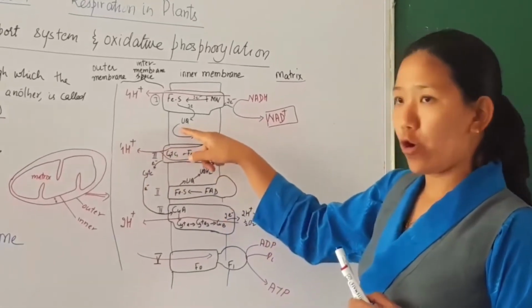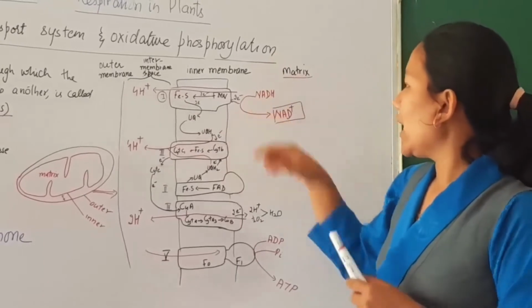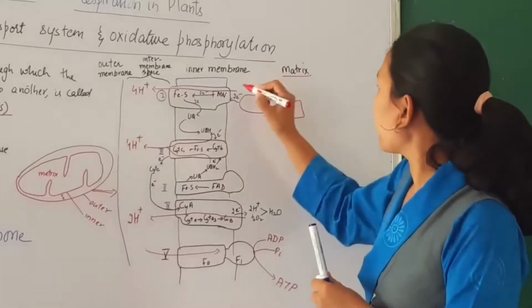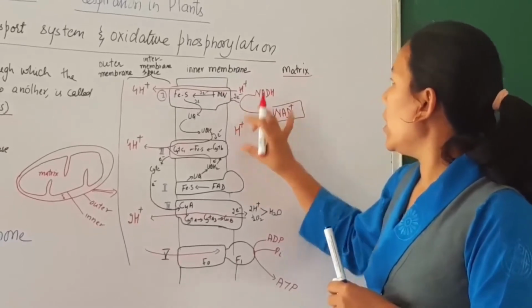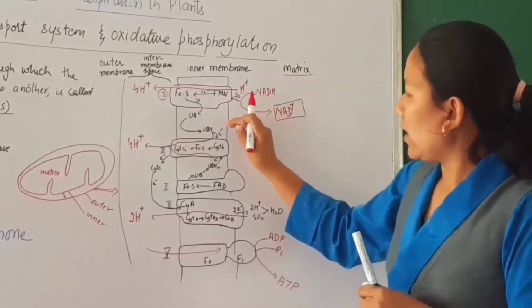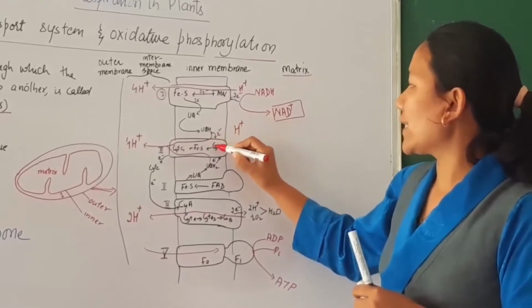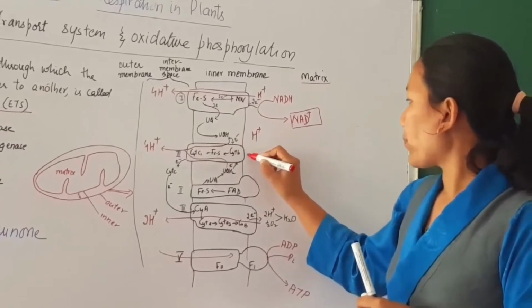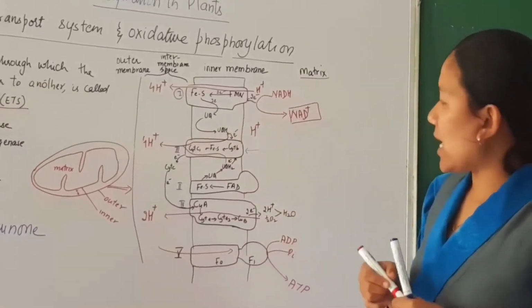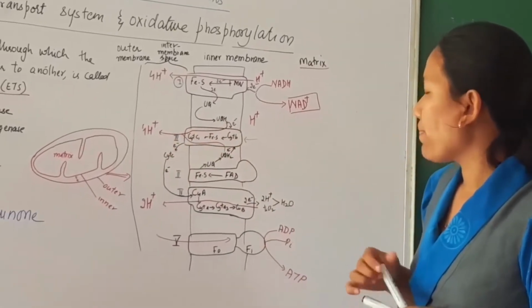Likewise, this ubiquinone, along with the electron, also brings protons from the matrix. Along with the electron, they also pass the proton to complex number 3, and this complex number 3 will pump the proton into the intermembrane space.